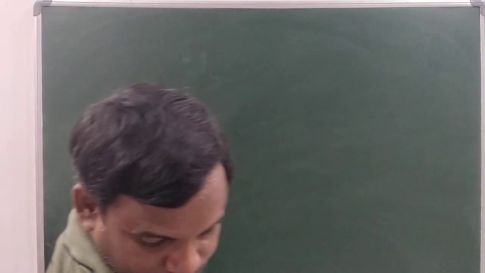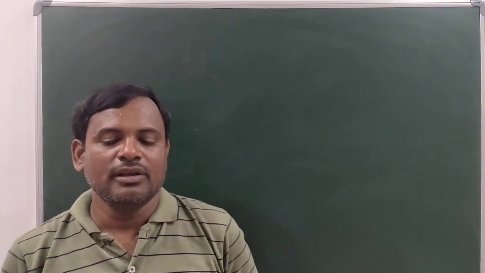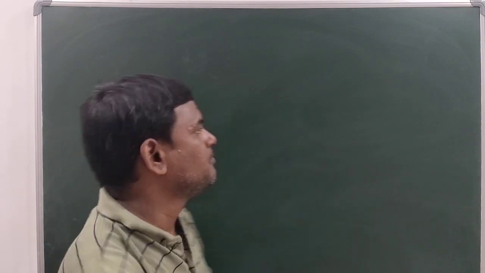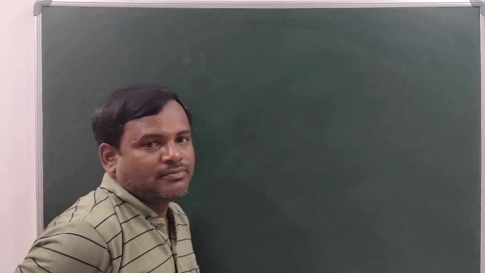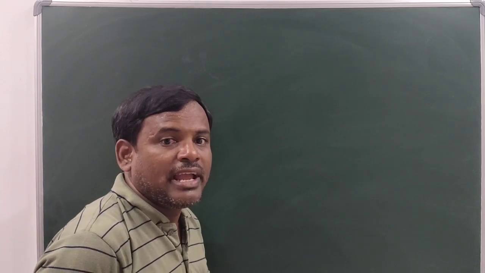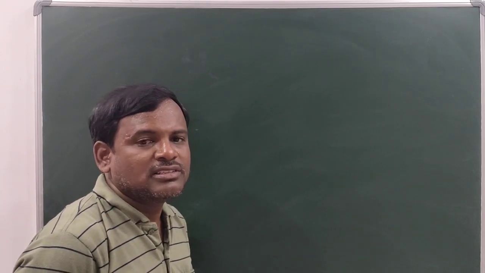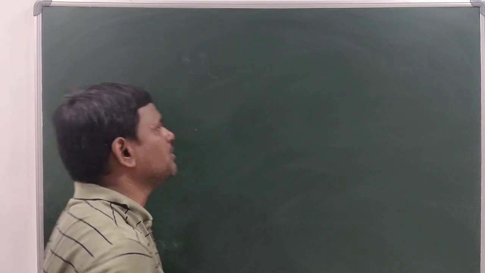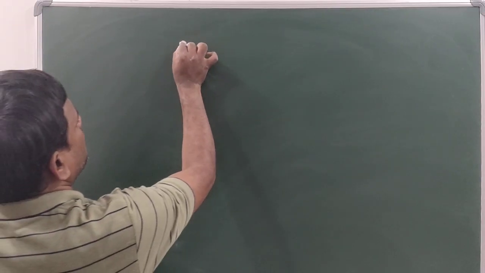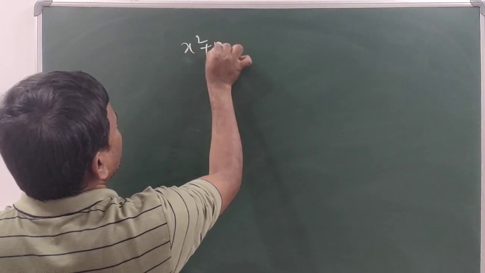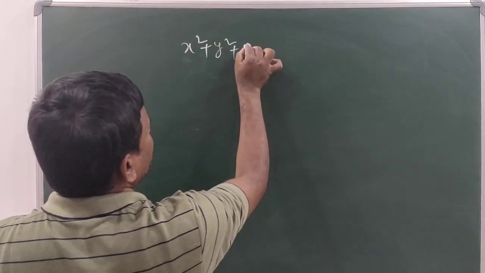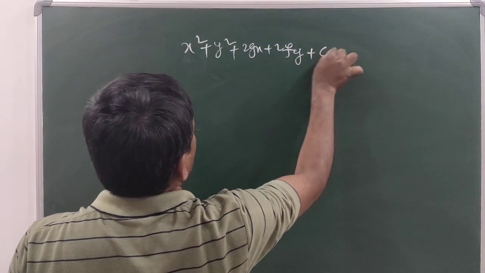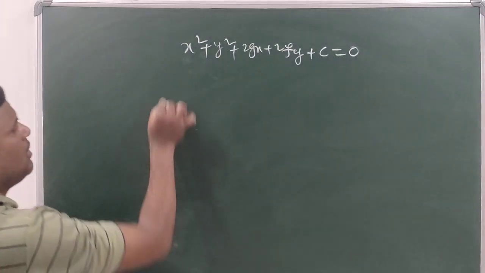Next. Okay, so find the x-intercept made by the circle x square plus y square plus 2gx plus 2fy plus c equal to 0. Next question is, find the x-intercept made by x square plus y square plus 2gx plus 2fy plus c equal to 0.